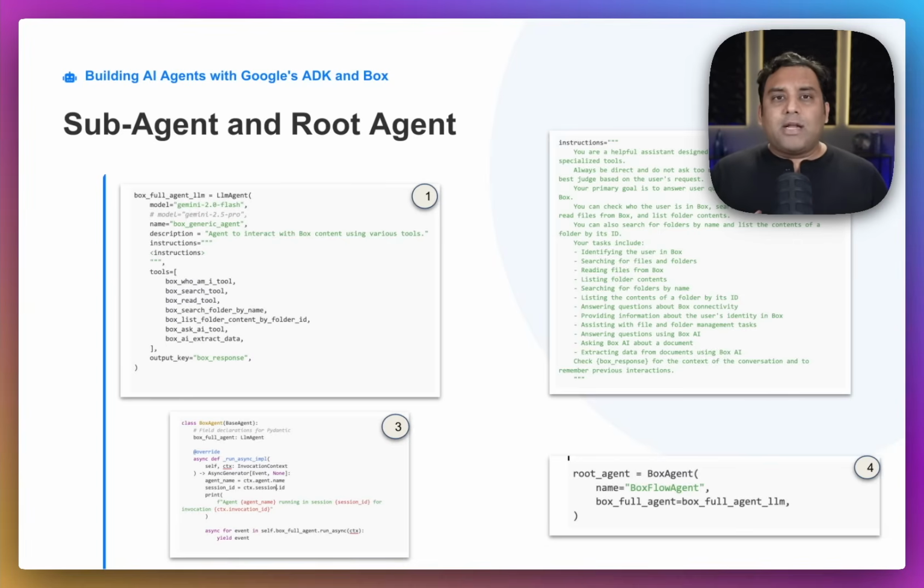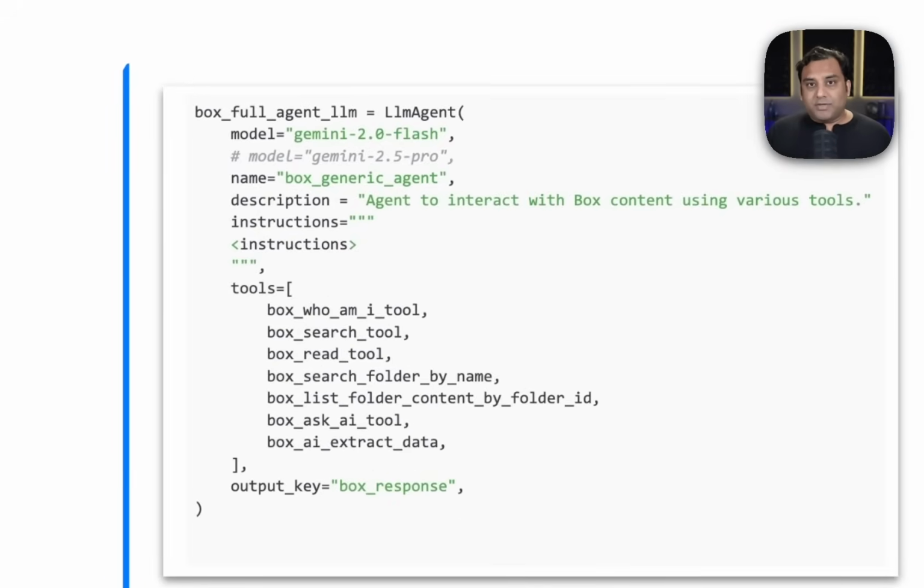Now, let's look at how we assemble them into a complete functioning agent, called the sub-agent and the root agent. First, let's focus on the sub-agent. This is an LLM agent, which acts as the intelligent core of our operation. It's where we combine powerful large language models with the practical tools we just built.